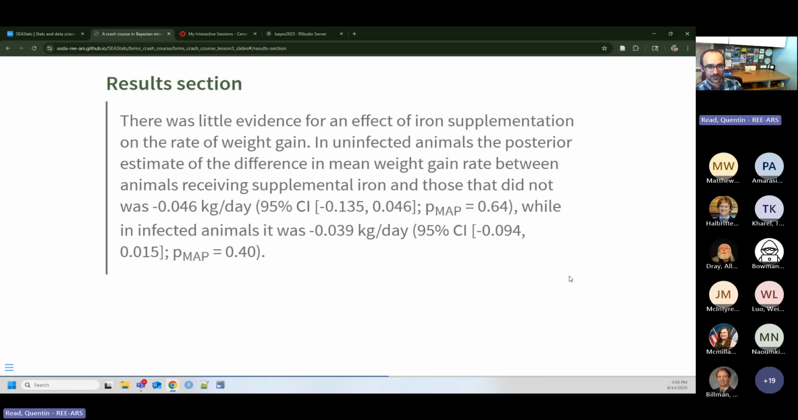And then in the results, you can just cut straight to the chase and say what is the evidence for or against the treatments having an effect on weight gain. And you can put in the Bayesian p-value if you want. And the credible interval as well.